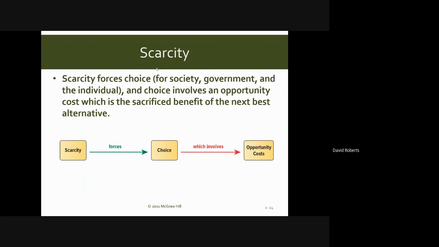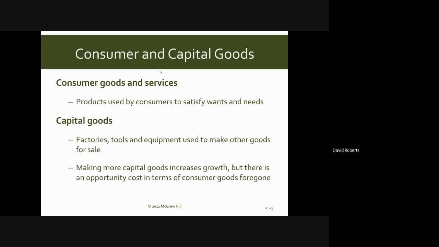Scarcity is fairly straightforward, I would think. We don't have enough. You have to make choices. One thing we all have scarcity of is our time. And so we make choices, and then there's always an opportunity cost. You never have enough time.